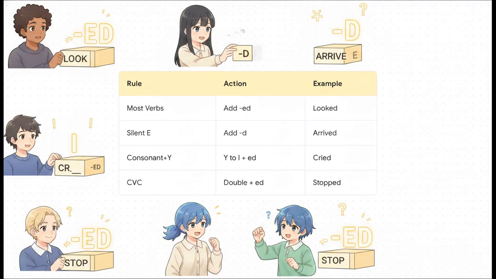Most of the time, yes, you just add ed. Easy. But if the verb ends in a silent e, like arrive, you just add the d. Makes sense. If it ends in a consonant plus y, like cry, you've got to change that y to an i before adding ed. And then there's the sneakiest one of all, the CVC rule. Consonant, vowel, consonant. If the stress lands on that final syllable, like in plan or stop, you literally have to double that final consonant before adding the ed. Don't let that one catch you out.